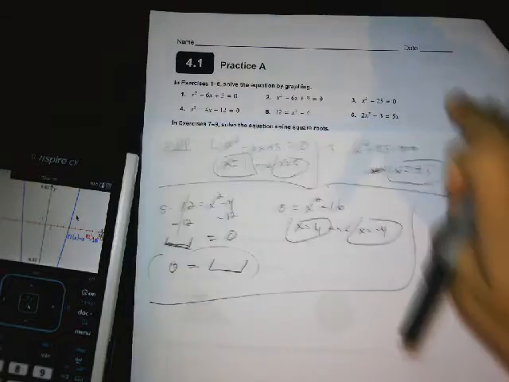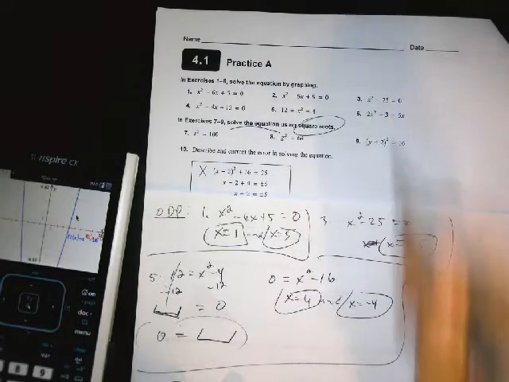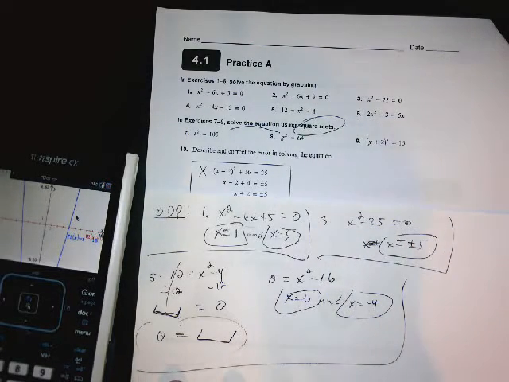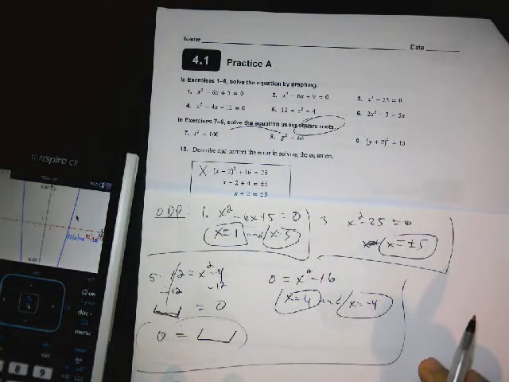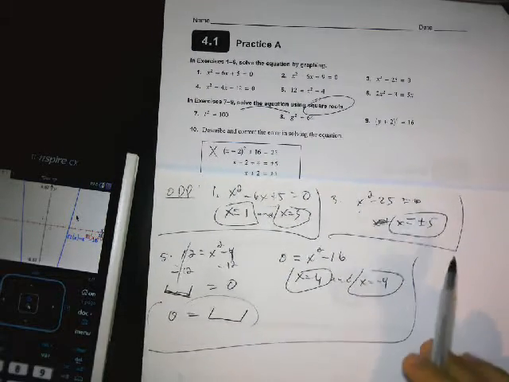Alright, number 7. Number 7 here, we're asked to solve the equation using square roots. So that's the different method that we're going to learn. That's simply getting rid of the square root. And I'll show you guys what I mean by that.